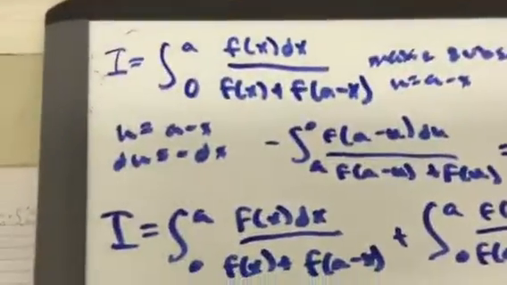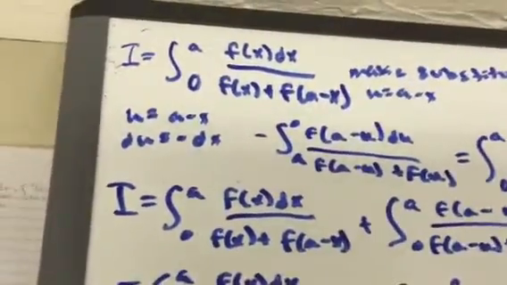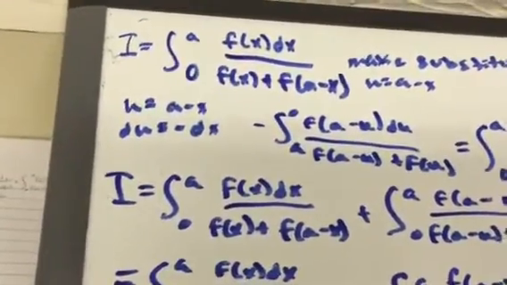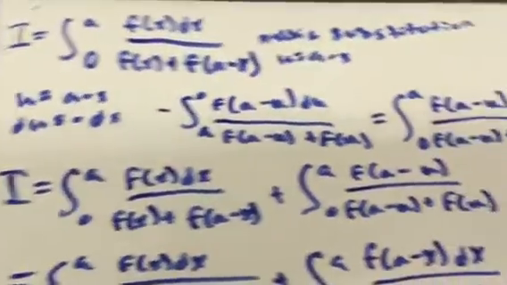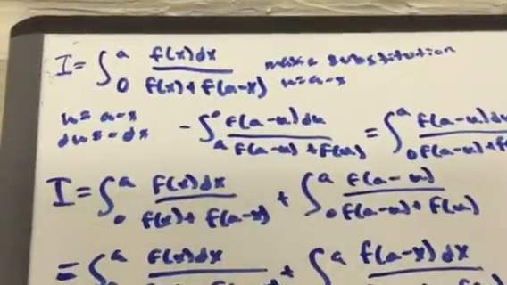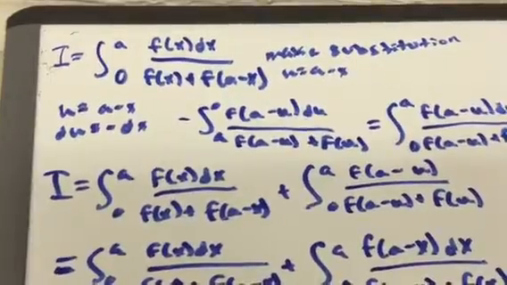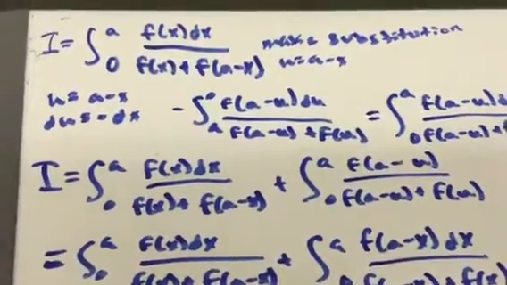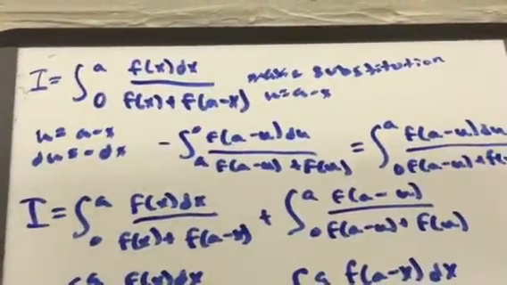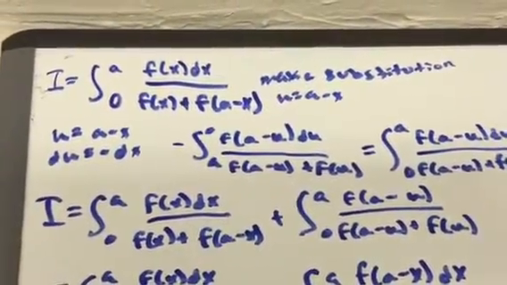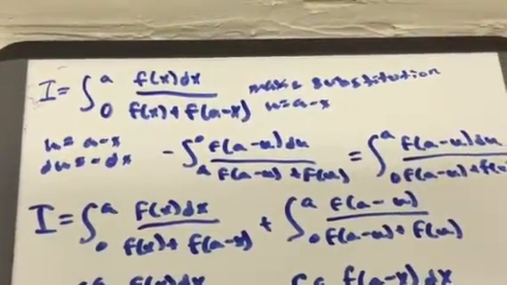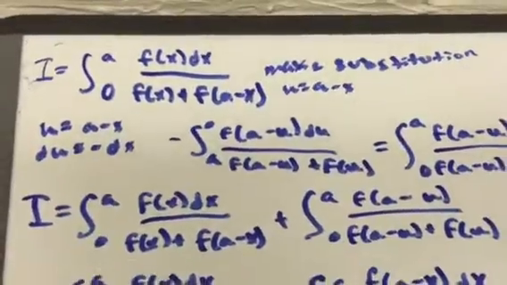So we made the substitution u equals a minus x, and then we differentiated to get rid of the dx, and we got du equals minus dx. When we put the bounds into our u substitution, the new bounds are a to 0, so the integral ends up being negative f of a minus u du over f of a minus u plus f of u, bounded from a to 0.